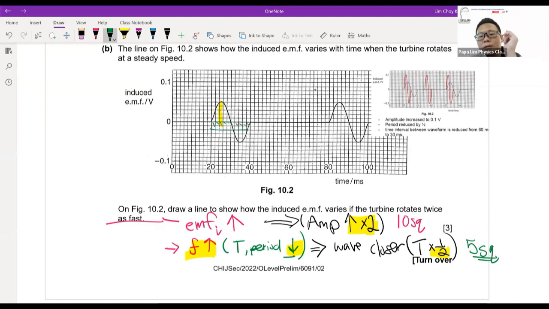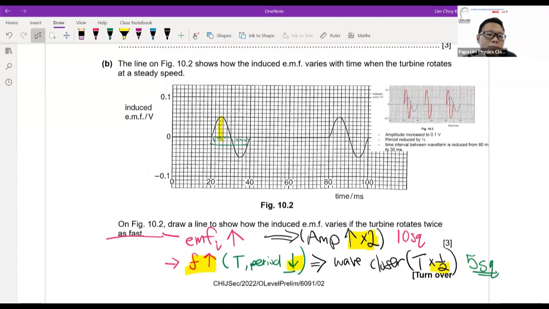So I know that the period for this particular wave will change from 10 squares to 5 squares. Now, the additional trick that the marker has hidden inside is the gap between the two waves. The wave itself is not just a sinusoidal wave. It actually consists of the sinusoidal wave and the distance between them. So this is the period of the whole sequence.